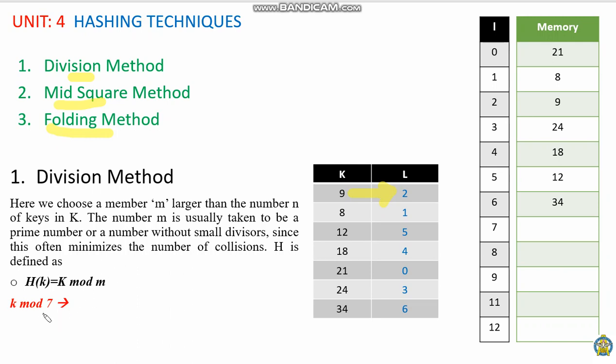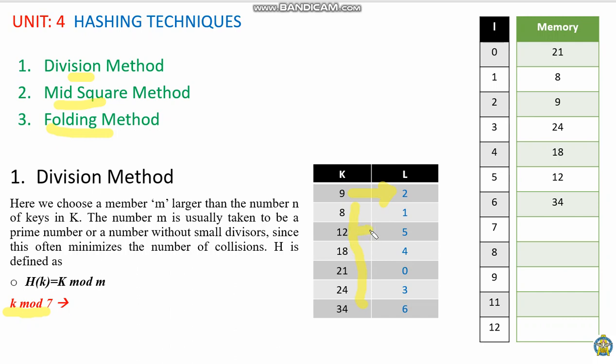One method is we find a number m, such that it is a prime or not easily divisible, and we find the modulus of each k. I've taken the number 7, then for each k that I have, I'm going to calculate the modulus of 7. So I get these values, and the k, that means the record, gets mapped into that location.